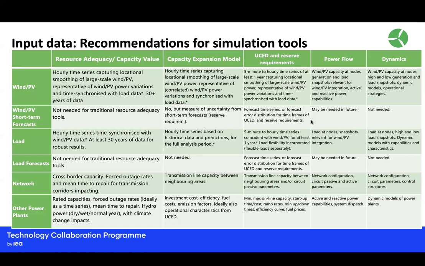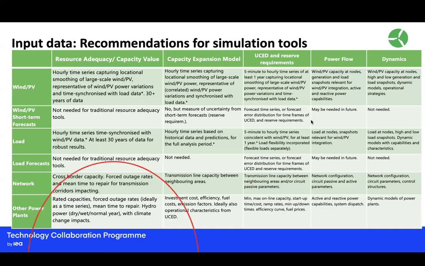We tried to make summaries of all these recommendations, and for input data, we summarized it in this one monster table where you have all the different model tools, and then you have how you should have wind and solar there. PV is photovoltaic solar, how you have their forecast, how you have load and load forecast, your network and other power plants.